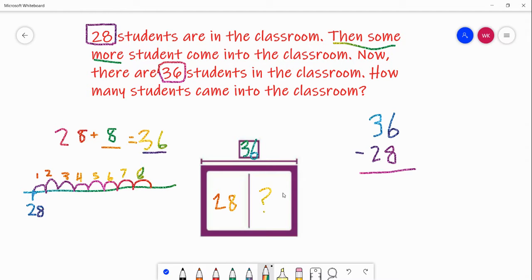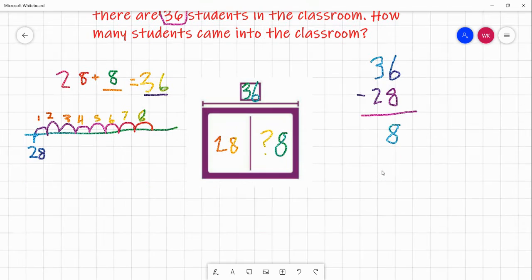So 8 was our other part that we were trying to figure out. And so if we know 28 plus 8 equals 36, then we know that 36 minus 28 equals 8. So now we know that 28 students were in the classroom. Then it says some more, 8 more came into the classroom. Now there's 36. So we know 8 kids came into the classroom, by thinking addition using the open number line and our bar diagram, we were able to figure out what 36 minus 28 is.